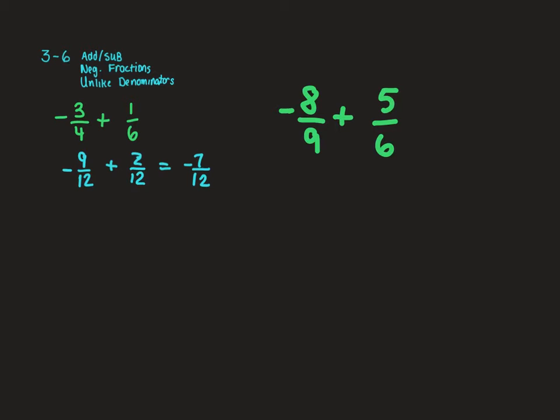All right, you try this one by yourself. Negative 8/9 plus 5/6. Push pause, work it out, push play. Actually, push pause and actually work it out. Good luck.